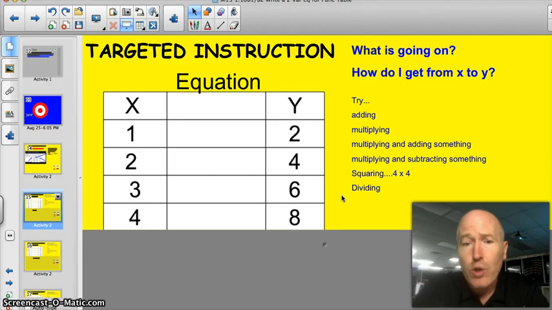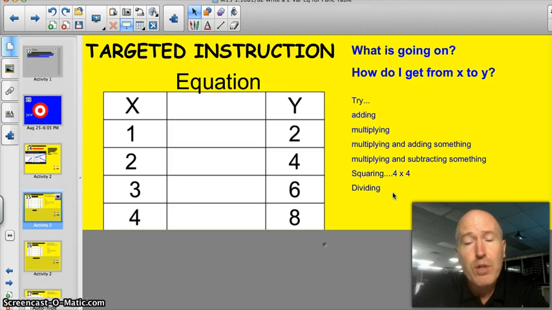If you're not sure where to start, I always start with adding. Can I add something to the x to get to the y? If not, I try multiplying. Then I try multiplying and adding something. Then I try multiplying and subtracting something. Then I try squaring and dividing and so on. But those are the most common ones, and I've listed them in the order in which they usually appear. Go ahead and pause the video and give this a shot.